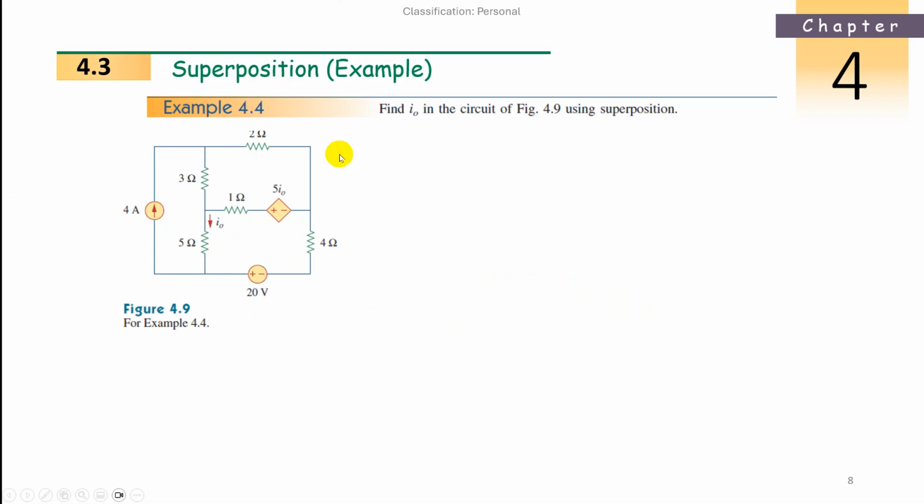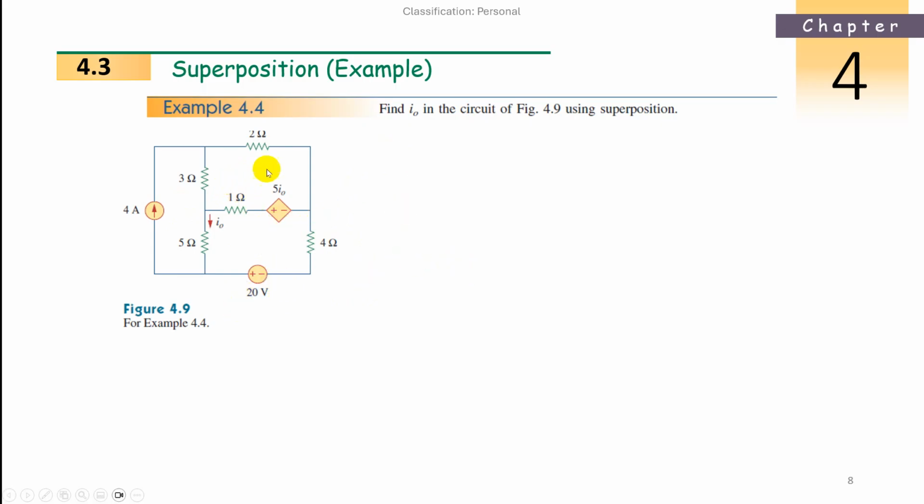When dependent sources like this diamond shape are there, do not touch them. Keep them like that only. Independent sources have a circle shape. Dependent means diamond shape. There are 4 different types of dependent sources. Diamond means dependent. Don't worry.